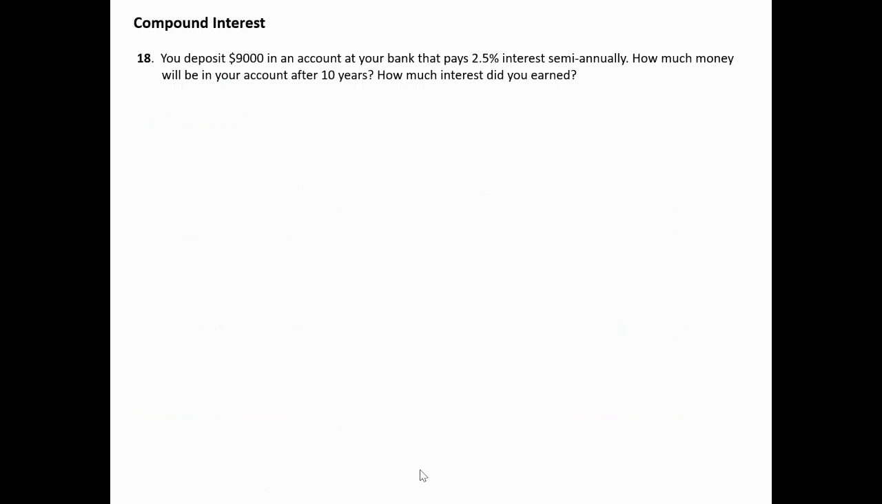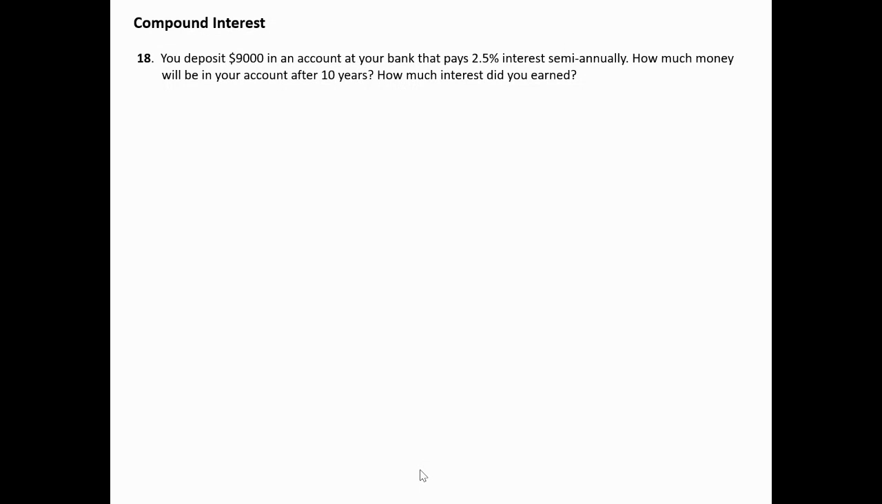It says you deposit $9,000 in an account at your bank that pays 2.5% interest semi-annually. How much money will be in your account after 10 years? How much interest did you earn? Okay, let's put this into a real-life situation. Say you have $9,000 there at your house, and they offer you to open an account to put that money in, and they're going to pay you 2.5% interest semi-annually. So how much money will be in your account after 10 years?